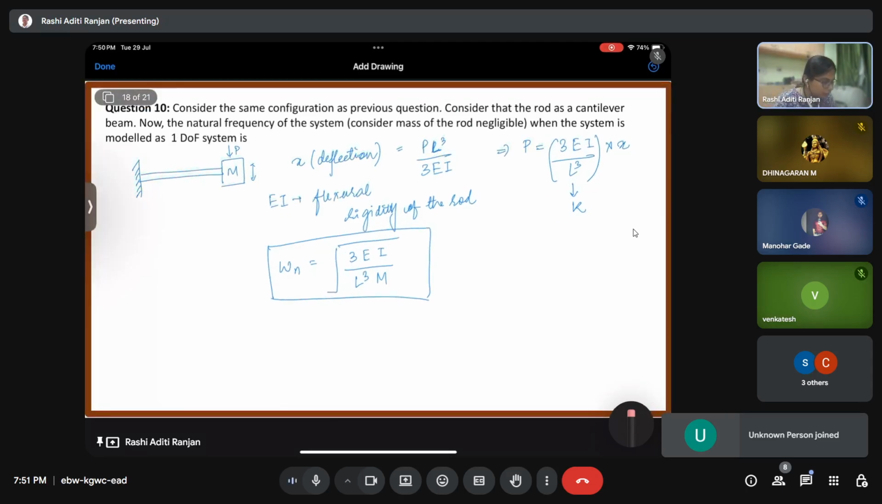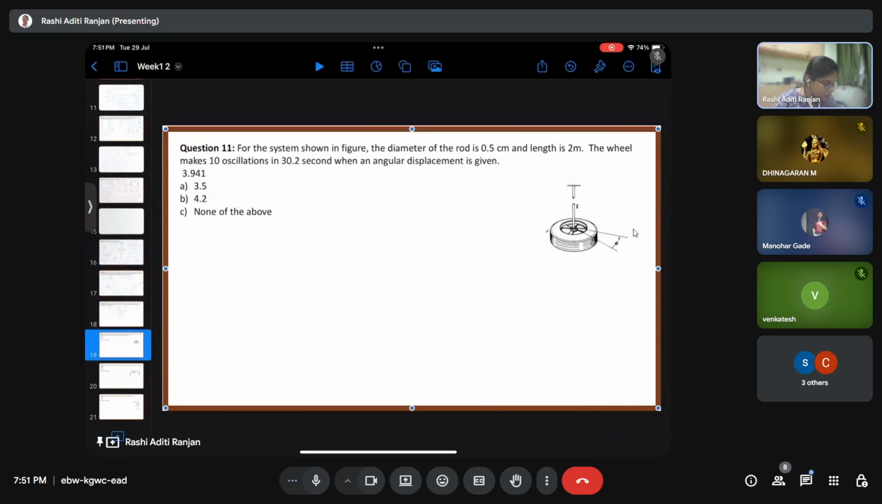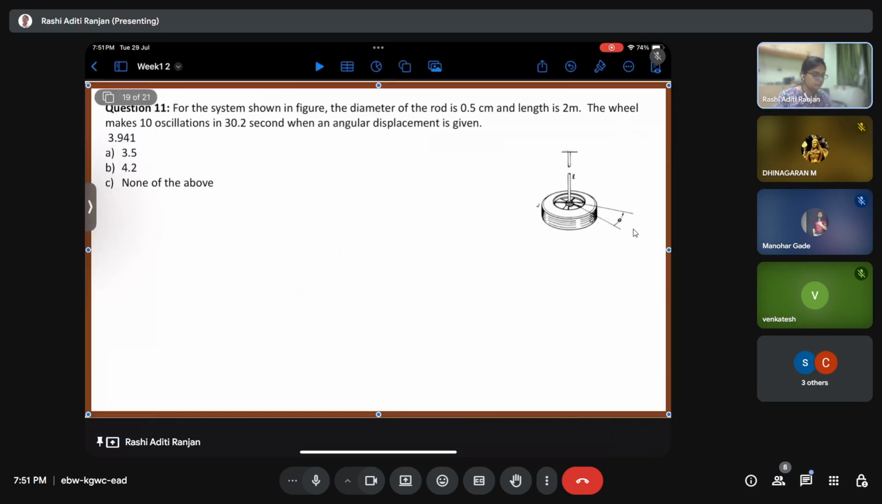Now coming on to question number 11. We have this system where the diameter of the rod is 0.5 centimeter and the length is 2 meter. The wheel makes 10 oscillations in 30.2 seconds when an angular displacement is given. I guess there was some problem with the question editing. I think we had to find out the, let me just check.